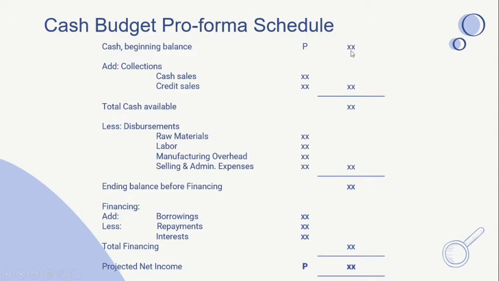We have our cash beginning balance added with our collections from cash sales and credit sales. For credit sales, the composition is our collections from previous periods' credit sales. So we get our total cash available. Then we have to deduct our disbursements on raw materials, labor, manufacturing overhead, then our selling and administrative expenses. So we have our ending balance before financing.